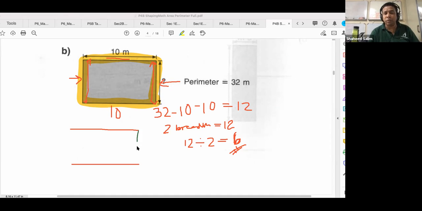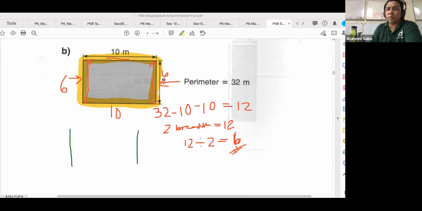Now, what is 32? 32 is made up of what? The red line, the green line, the red line, the green line. And then what do we do? 32 minus 10, disappear. Another 10, left 12. These 2 are 12. 2 breadths is 12. So you must do 12 divided by 2, 1 is 6. This one down here is 6. The one breadth is 6. The other one is 6. So this is 6. This is 6. You're clear now? We try the next one.